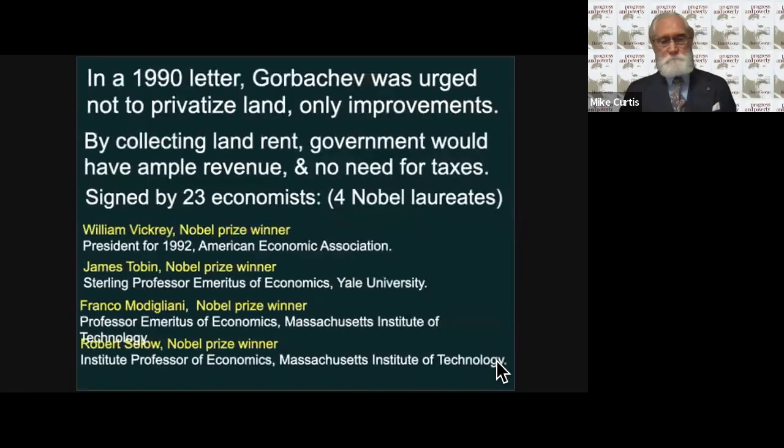In a 1990 letter, Gorbachev was urged not to privatize land, only the improvements. By collecting land rent, the government would have ample revenue and no need for taxes. It was signed by 21 professors of economics, 4 of them Nobel laureates, 1 president of the American Economic Association, and the senior research economist of the U.S. Department of Agriculture.